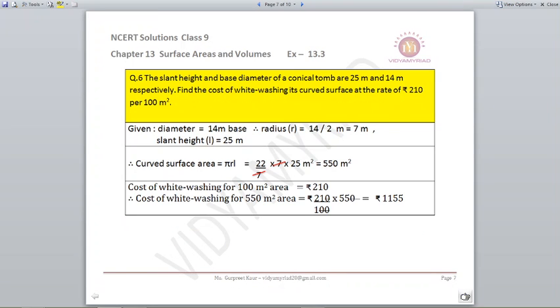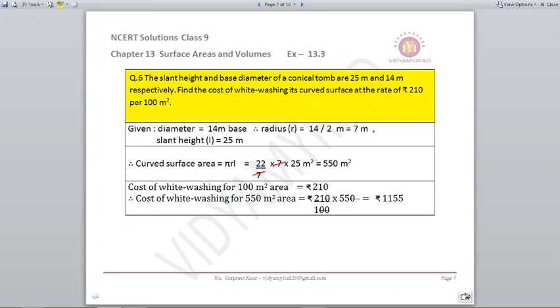Question number 6. The slant height and the base diameter of a conical tomb are 25 meters and 14 meters. Now first is given slant height 25 meters. We are given the diameter 14 meters. So from diameter we can calculate the radius r, dividing it by 2, which is 7 meters.